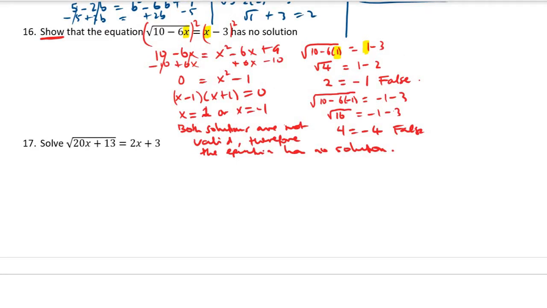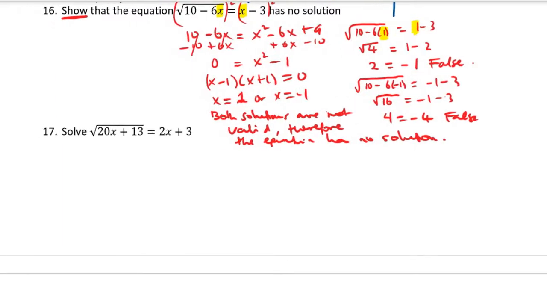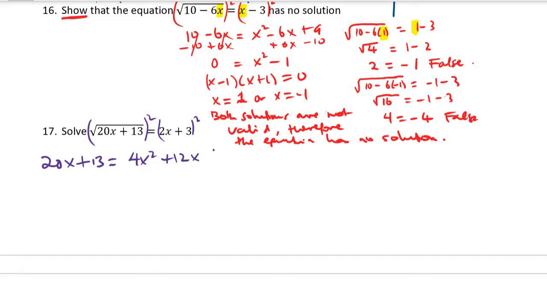I will tell you the answer to the last one. I don't think I have the answer ready to go. Let's just solve it. I thought I had it. Use another color. Square both sides. So it will be square root 20, oh no, not square root anymore, just 20x plus 13 equals 4x squared plus 12x plus 9.